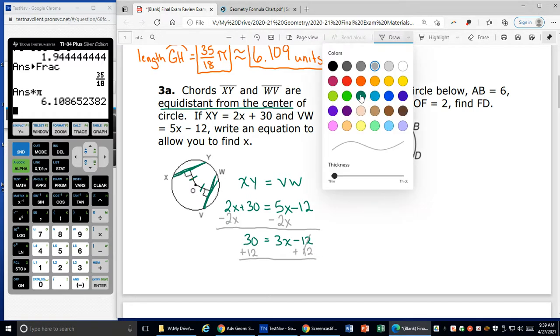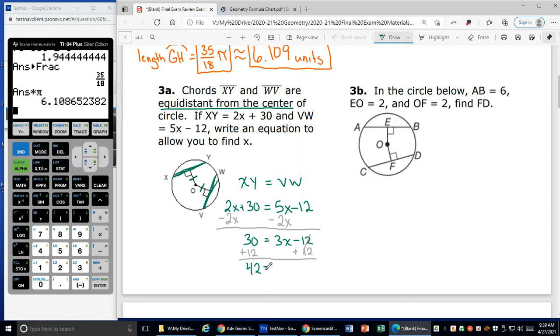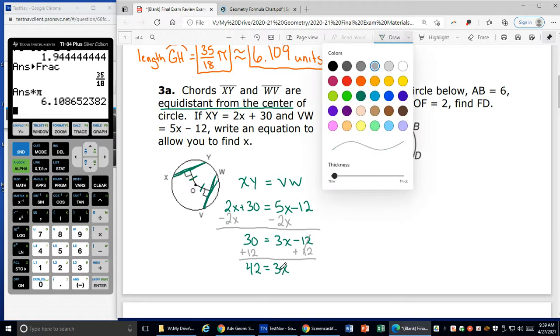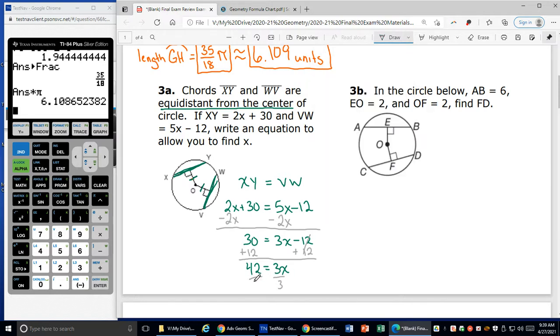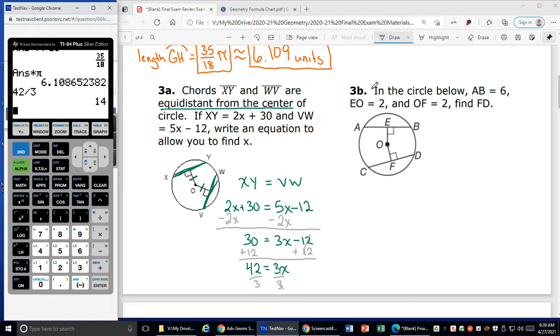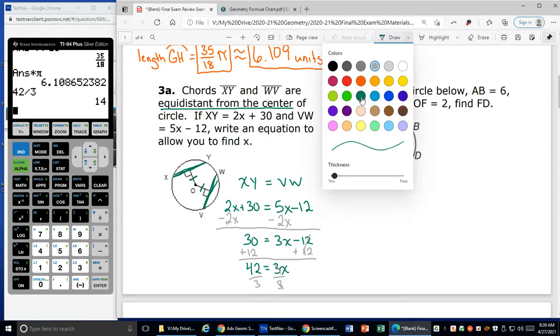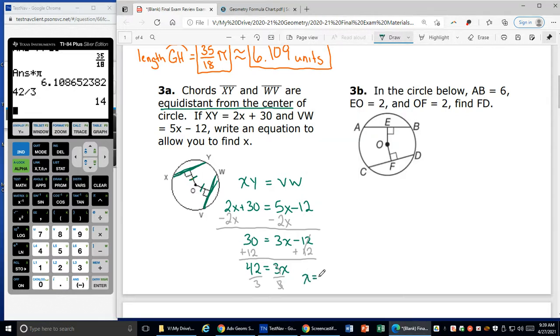When I do that, 30 plus 12 is 42 equals 3x. Divide both sides by 3, division property of equality. And 42 divided by 3 is 14. So x equals 14. Now, did I answer my question? Because sometimes they ask how long the chord is, right? So x is 14.